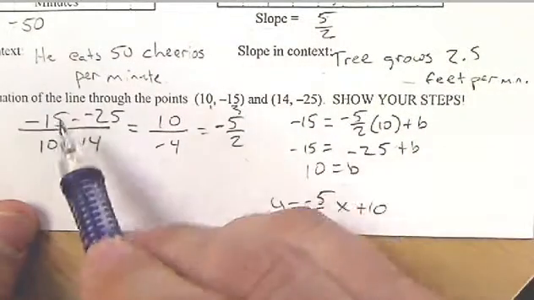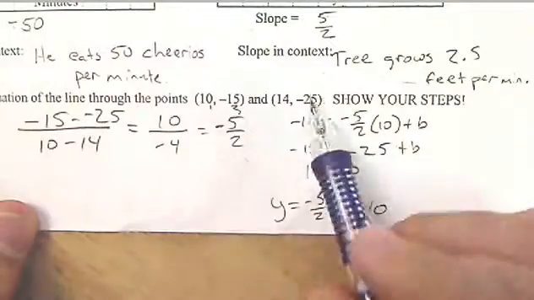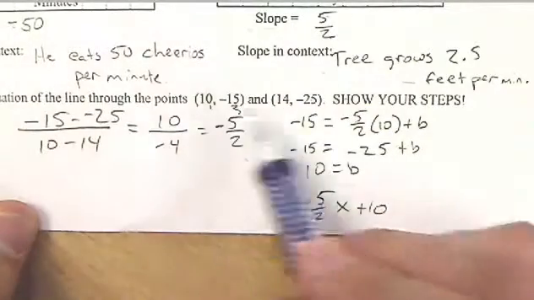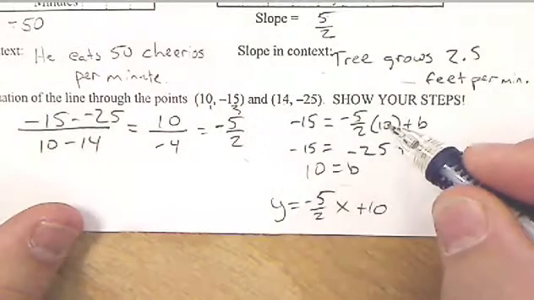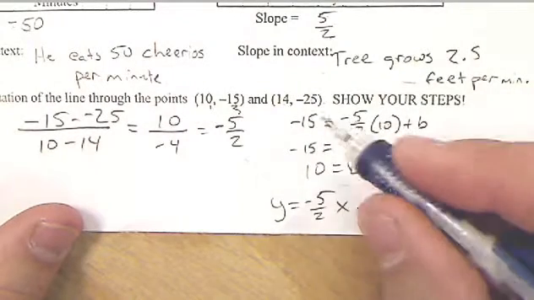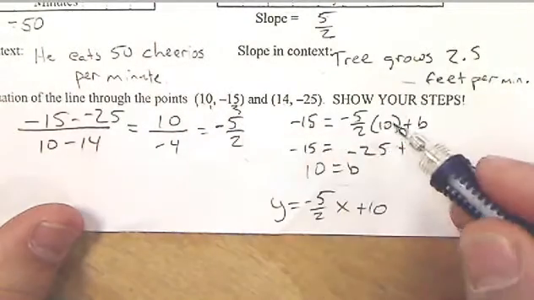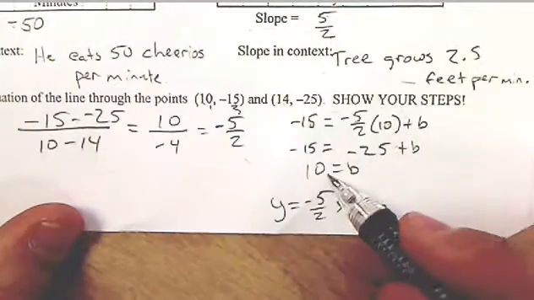2 points. Find the slope by subtracting the y's, over subtract the x's. That's how I get the -5/2. Plug in one of the points for your x and your y. And then solve for the b, and you get b equals 10.